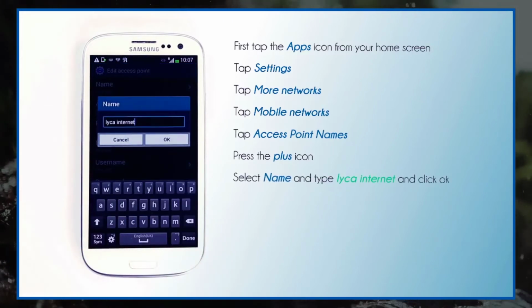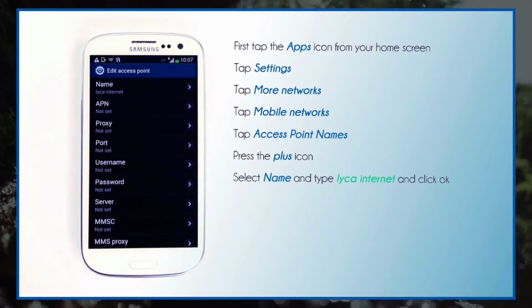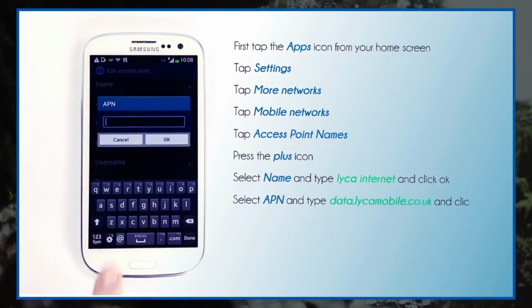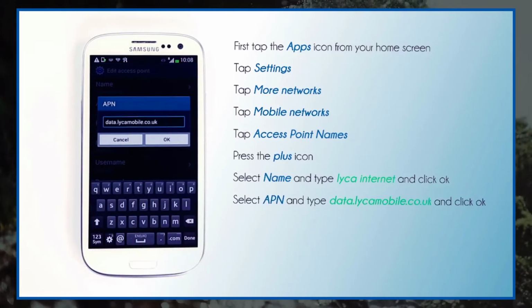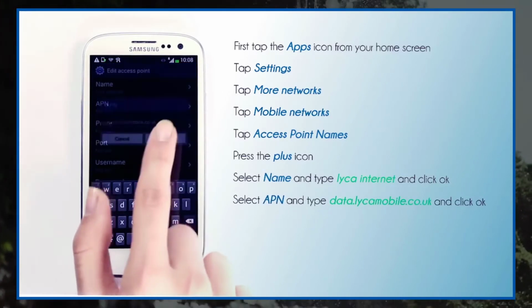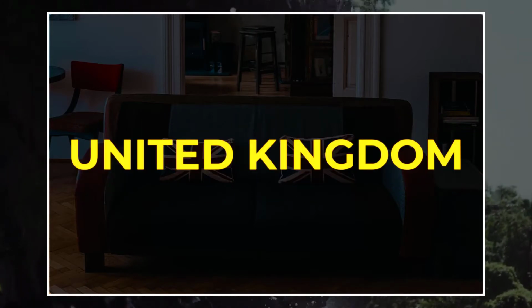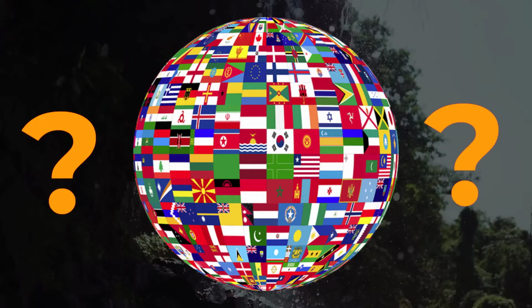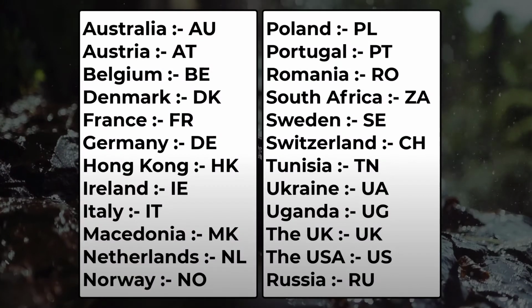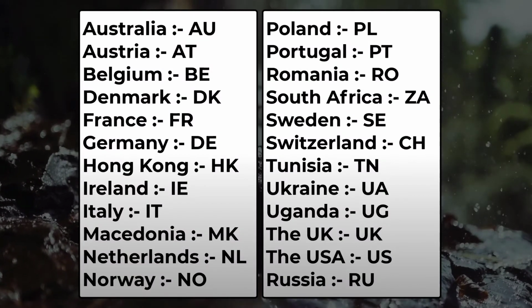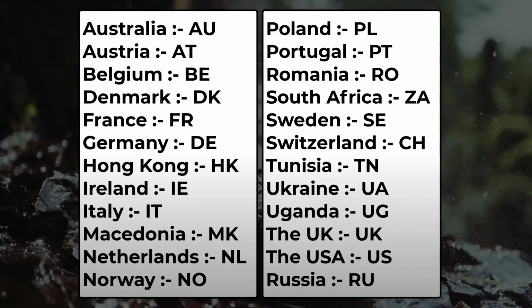Now here type Lyca internet in the name section and then select the APN section and type data.lycamobile.co.uk. If you're living in United Kingdom, then it will be UK. If you're living in any other country, it will have their own country code. You can see on the screen and you can type according to your need.